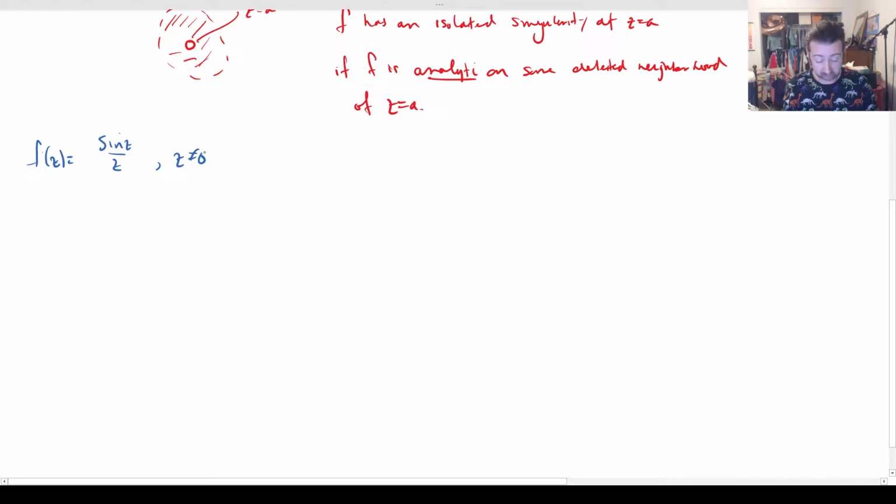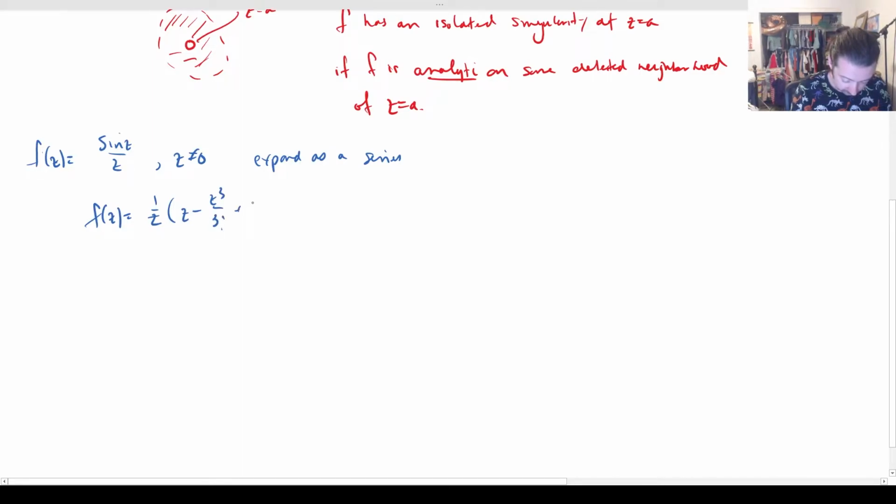And in fact, we can expand the sine of z as a power series. It's going to be convergent. And certainly multiplying a convergent power series by 1 over z is still convergent. So what we get here, if we expand it, is f of z is 1 over z times the power series for sine, z minus z cubed over 3 factorial, plus z to the 5th over 5 factorial, and so on.